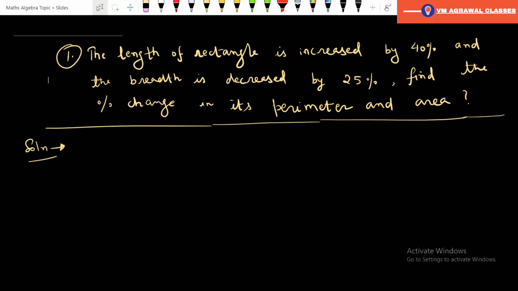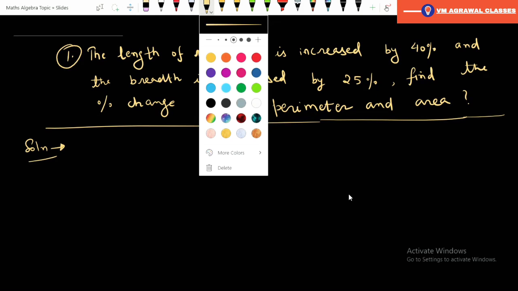So this is the first question. It is given that the length of a rectangle is increased by 40% and the breadth is decreased by 25%. So we have to find the percentage change.